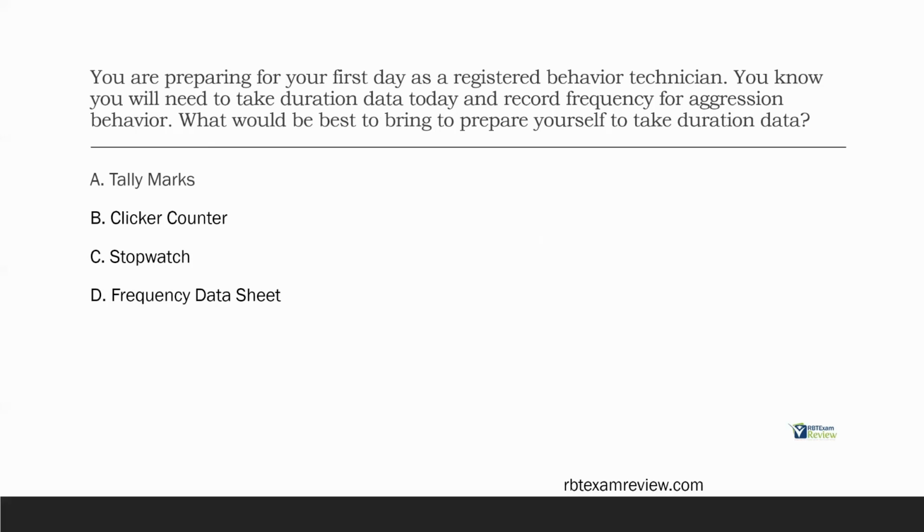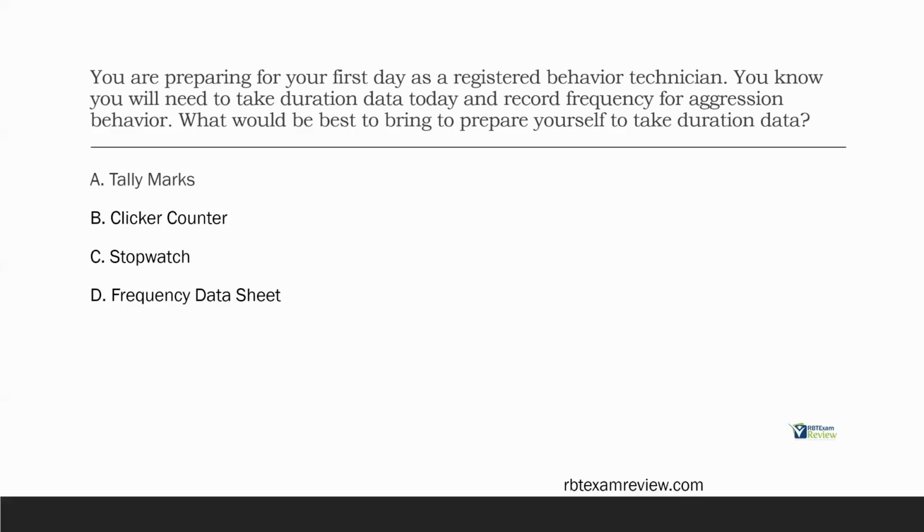A, tally marks. Tally marks, is that going to give good time data? No, okay. That's going to be more for frequency, as is a clicker counter. So A and B, if you were looking at your frequency counting, your frequency data, A and B might be pretty good, as would be D, right? Frequency data sheet, again, pretty good. However, we're looking at duration data. We need that time. Stopwatch is going to be best.